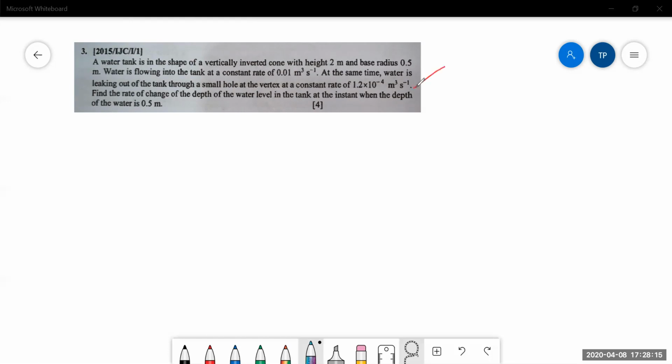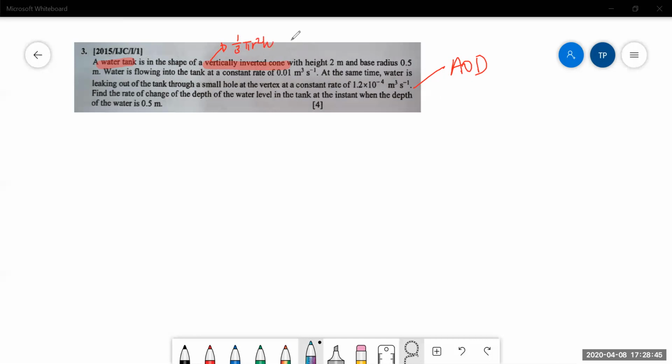Okay, so this is AOD, right? Identify topic first. Very important, identify topic. Then next, we are going to highlight some stuff. A water tank, it's in the shape of a vertically inverted cone. So what do we know about a cone? What's the volume of a cone? 1/3 pi r squared h.